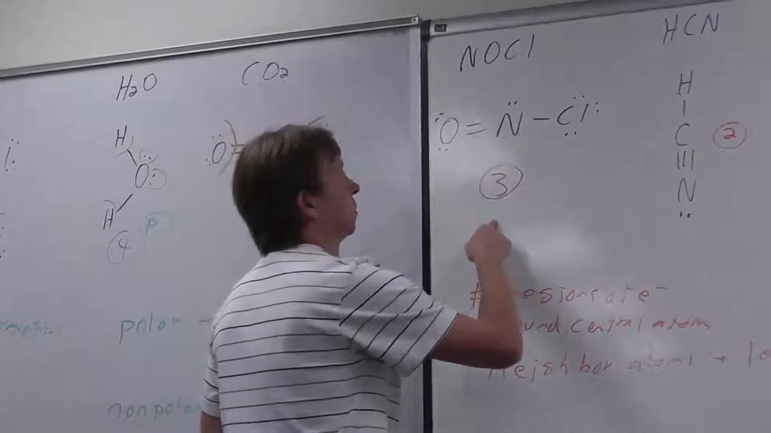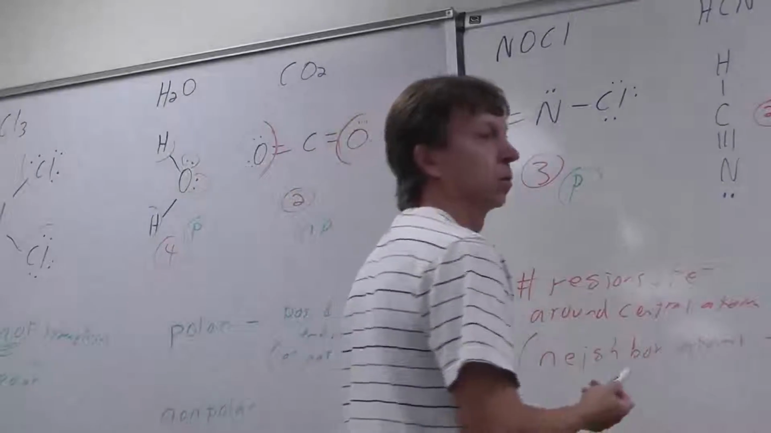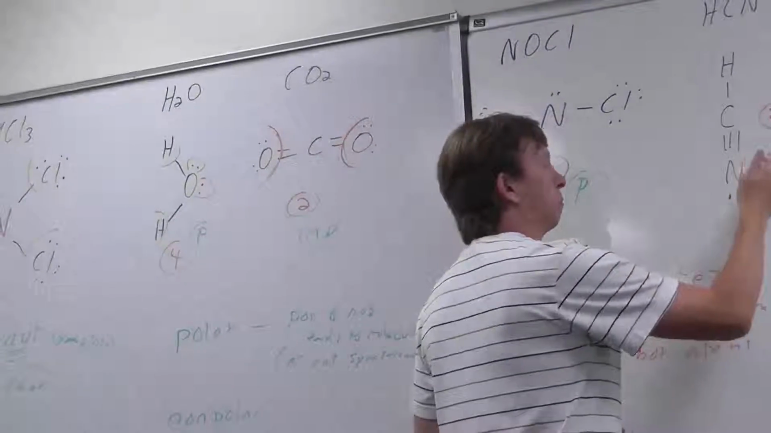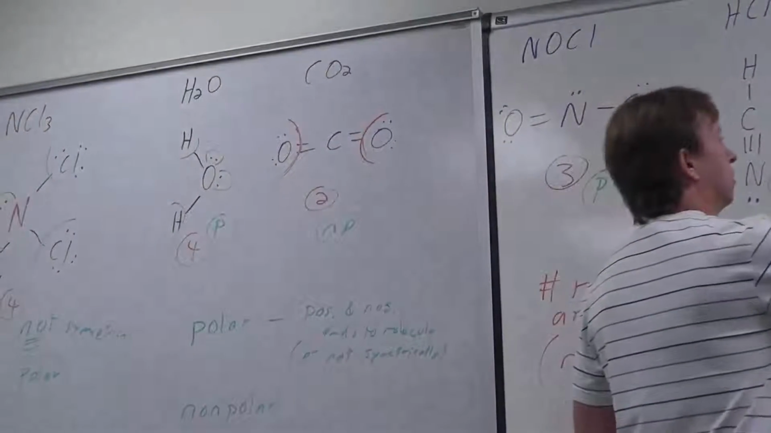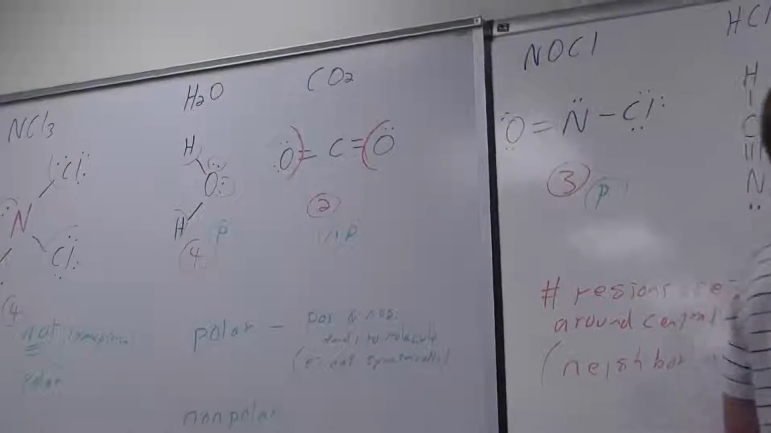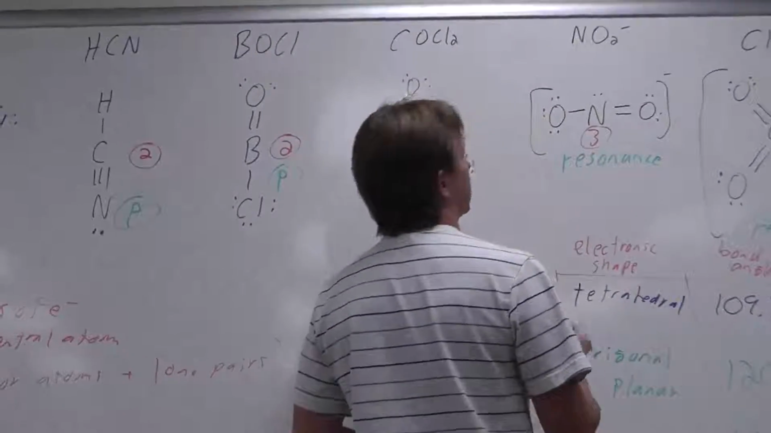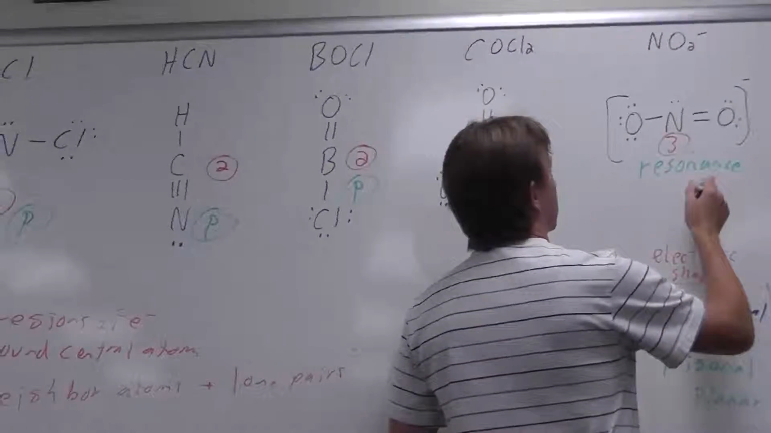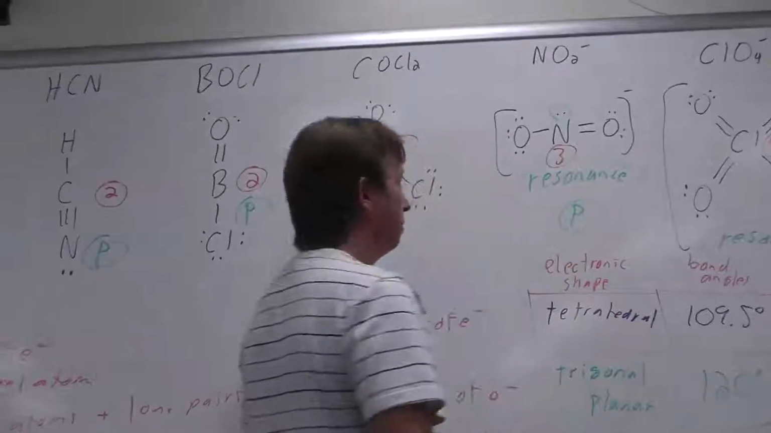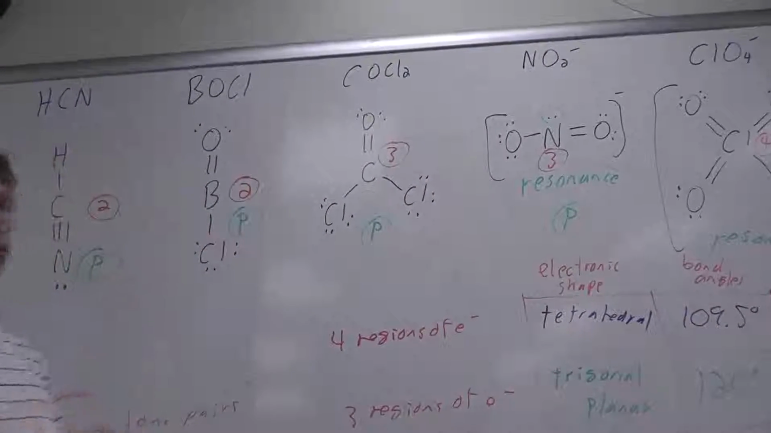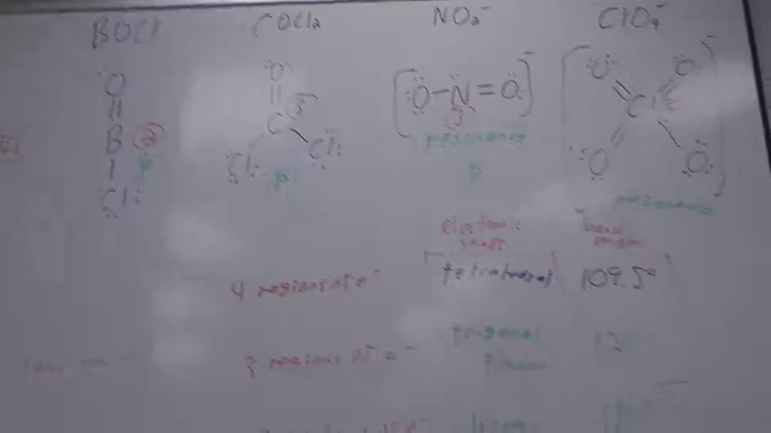NOCl, polar. HCl, polar. BOCl, polar. COCl2, NO2 negative. You've got a lone pair there, so polar. Now, those two oxygens are equally bonded, right? But that's not in all three locations.